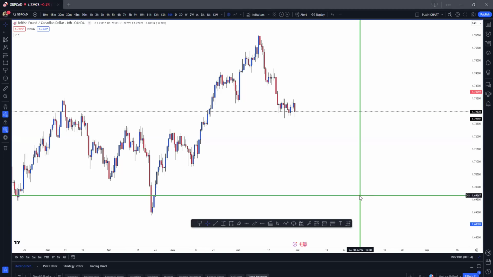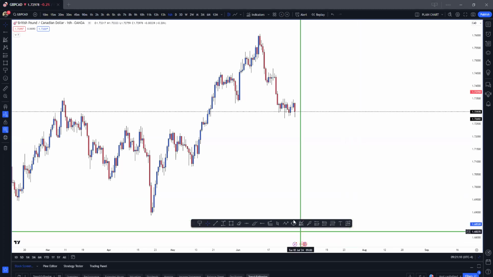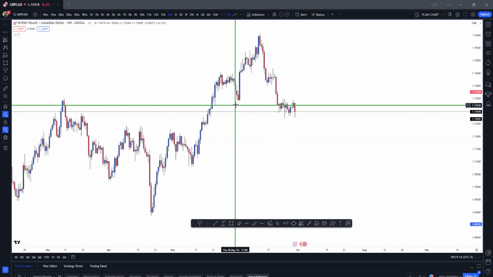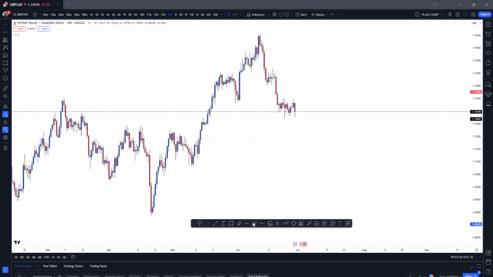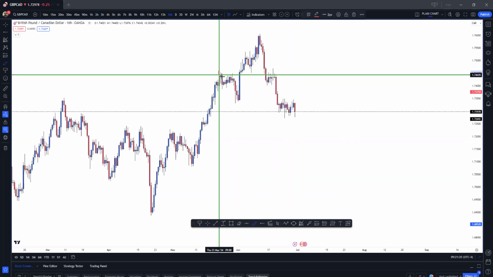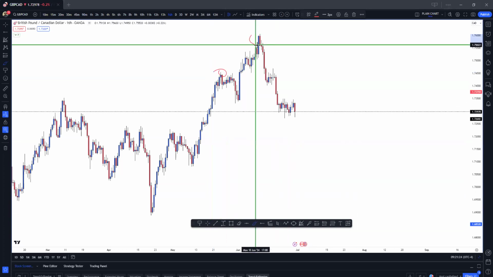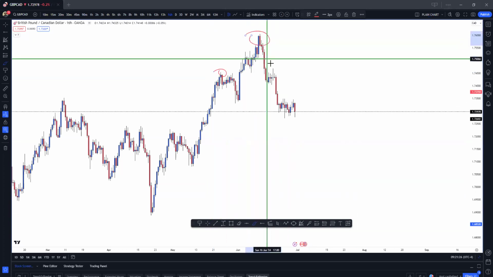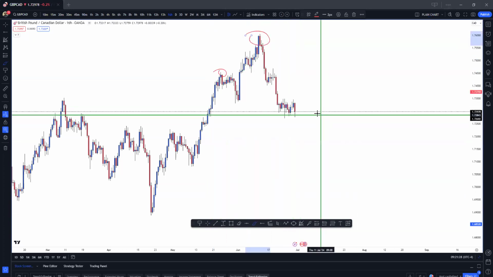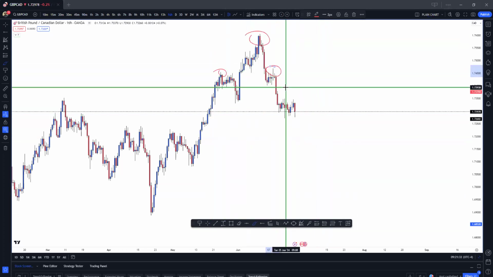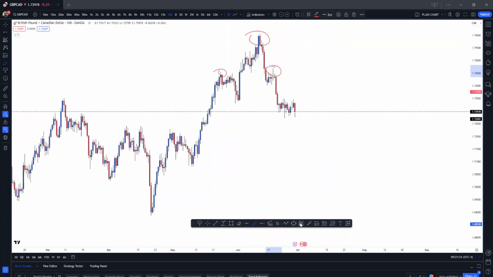All right, so this is GBP card. I'm currently on a 16 hours time frame, and what do I see? On this time frame, what I do see is we have a bearish structure. We have head, shoulder, shoulder, head, shoulder, right?